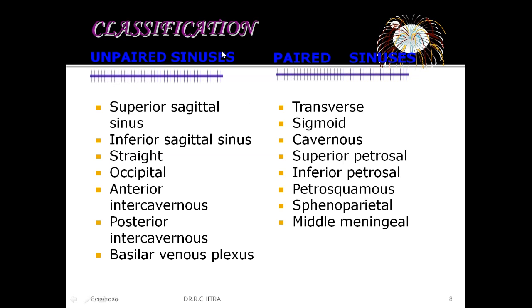They are the unpaired and the paired sinuses. Unpaired are the superior sagittal sinus, inferior sagittal sinus, straight, occipital, anterior intercavernous, posterior intercavernous, and basilar venous plexus. Paired venous sinuses are the transverse, sigmoid, cavernous, superior petrosal, inferior petrosal, petrosquamous, sphenoparietal, and middle meningeal.